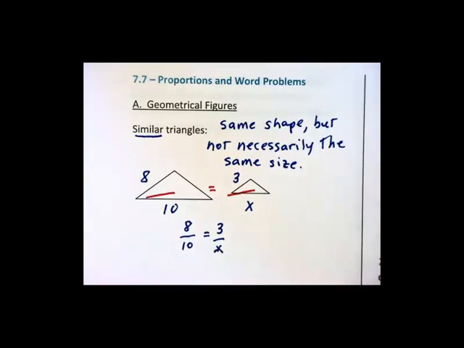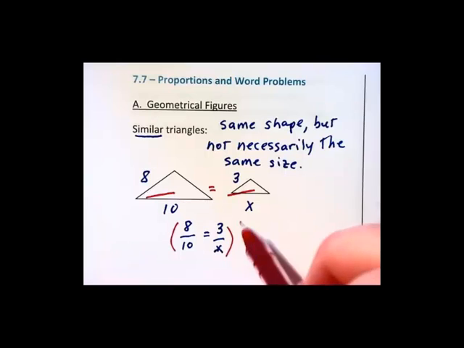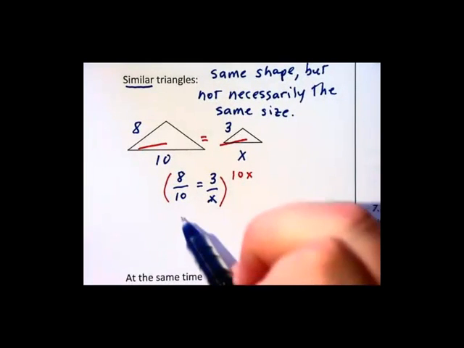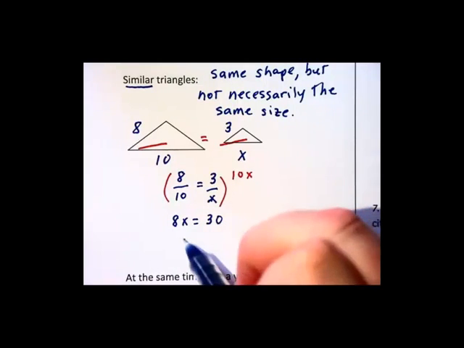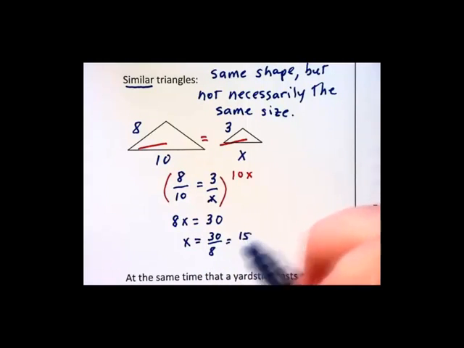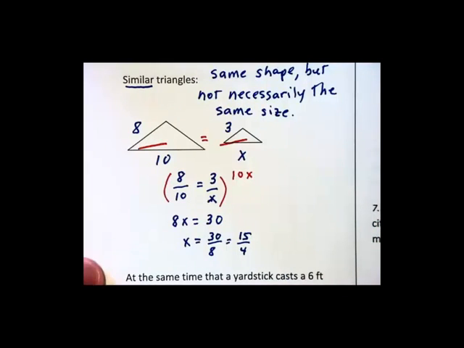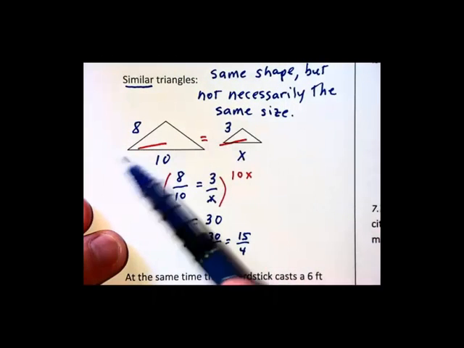And I'm going to basically multiply through by the least common denominator of 10x to clear the fractions. On the left hand side, I'm going to get the 10's canceling, giving me 8x, and on the right side the x's will cancel, giving us 30. So x is going to equal 30 divided by 8, which is 15 over 4. If you need that in decimal form, that would be 3.75.